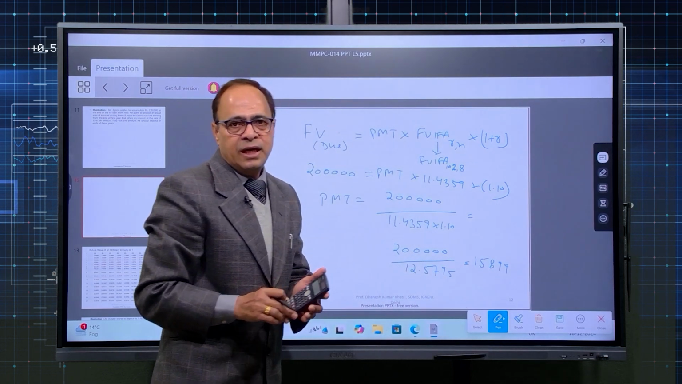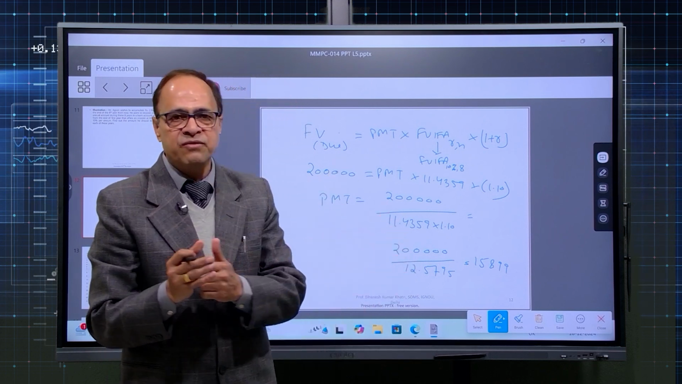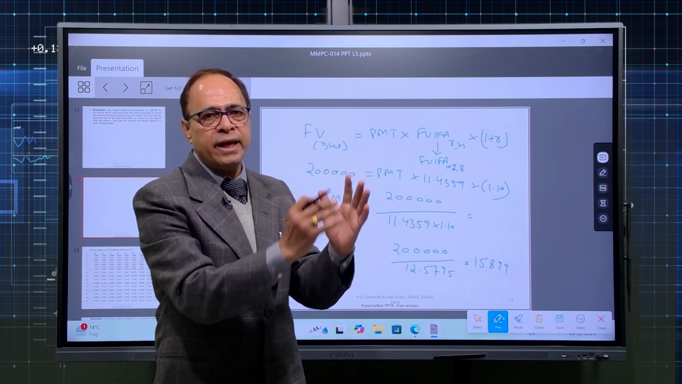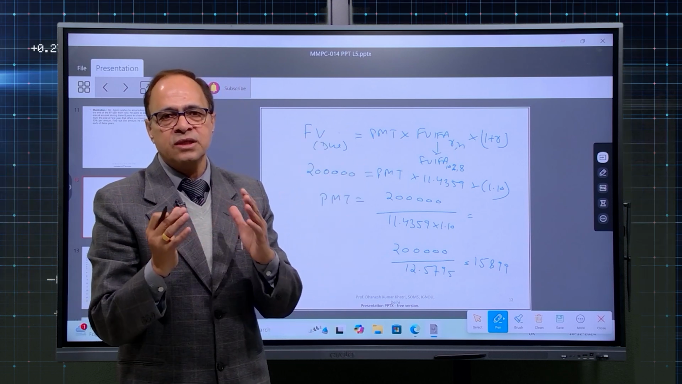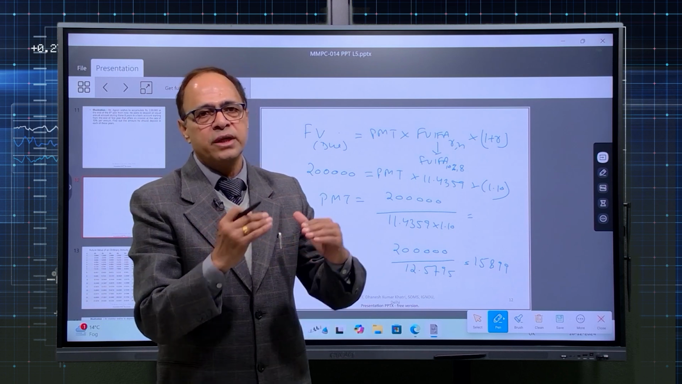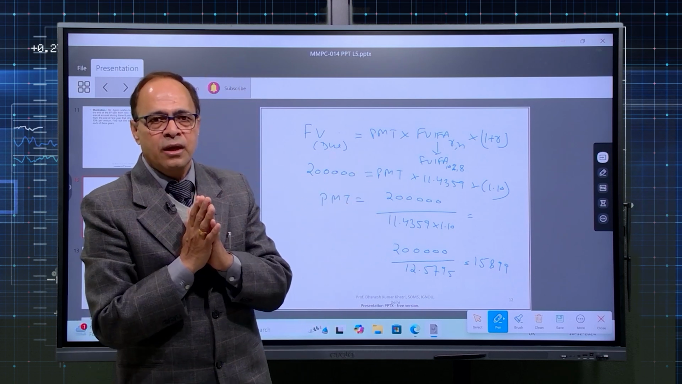It means in the beginning of each year for the next 8 years, he needs to deposit 15,899, so that his corpus will be 2 lakh at the end of the 8th year. So, this is the way we can apply the fundamentals of future value of an annuity to create a sinking fund. Now, one interesting fact I will let you know this time.